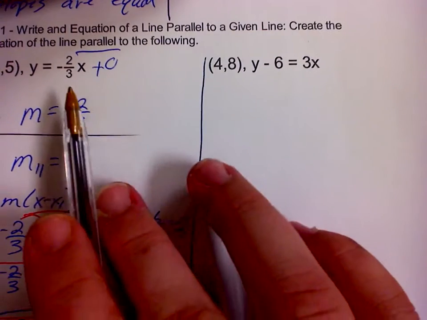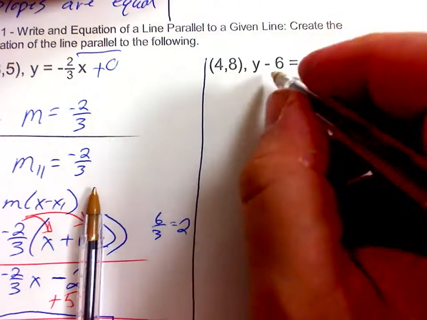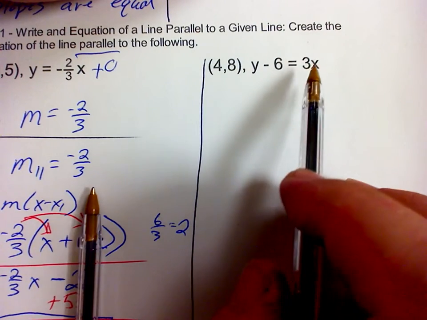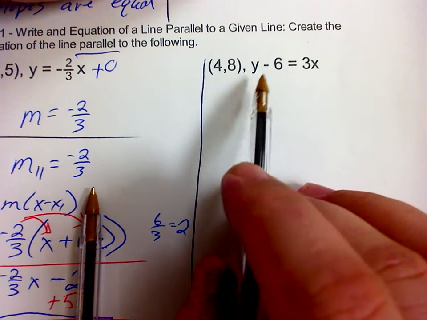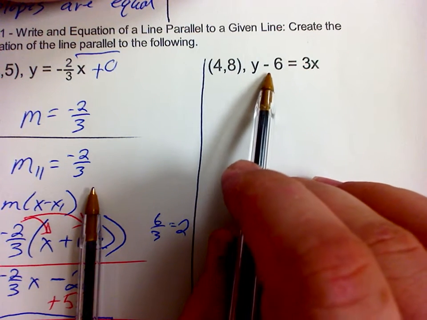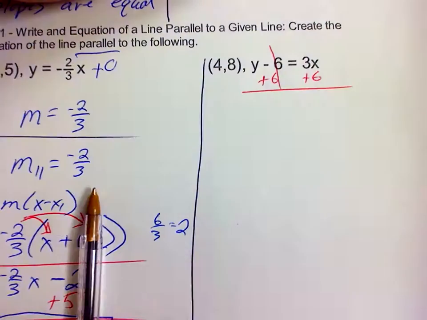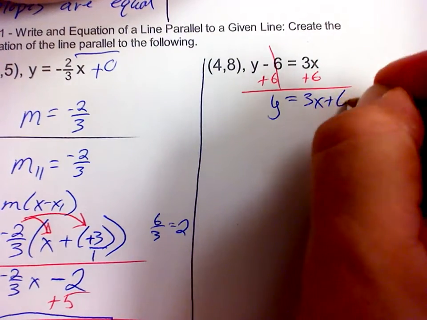Now, students have said, now wait a minute, this isn't solved for y. Well, real quickly, we could solve this for y, and that's what we want to do first. Before we get the slope from the given equation, we want to make sure it's in y equals mx plus b form. Now, in this problem, really we need to get this negative 6 to the other side by adding 6 to both sides. The 6's would cancel out, leaving us with y is equal to 3x plus 6.